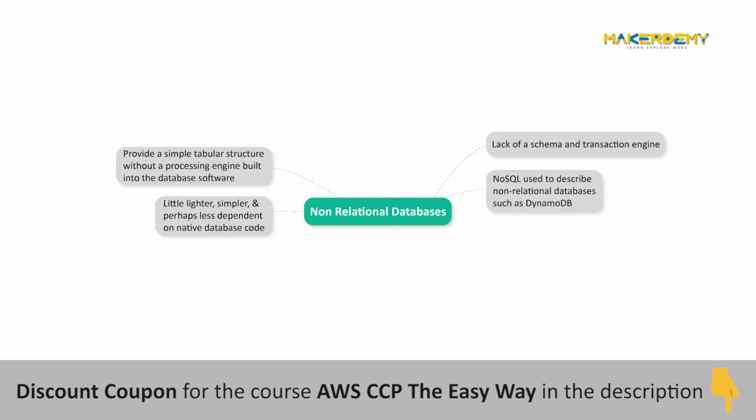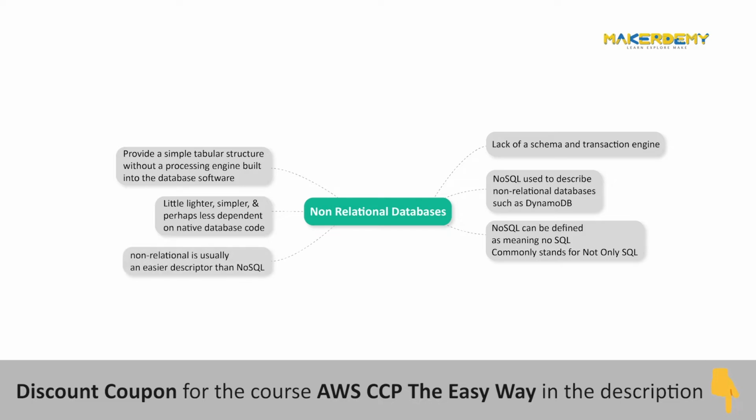You might hear the phrase NoSQL used to describe non-relational databases such as DynamoDB, and you wonder what that means. Well, NoSQL can be defined as meaning no SQL. However, it more commonly stands for not only SQL. A little confusing, so non-relational is usually an easier descriptor than NoSQL. Either way, what it means to us is that NoSQL data constructs have the benefit of not requiring a schema.